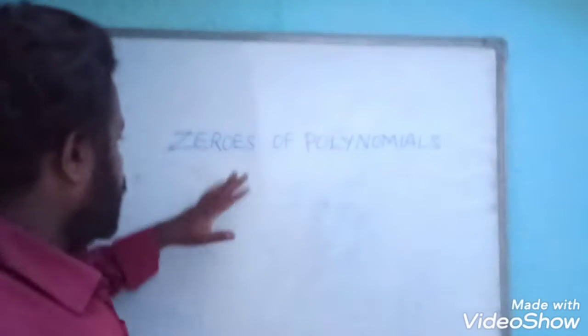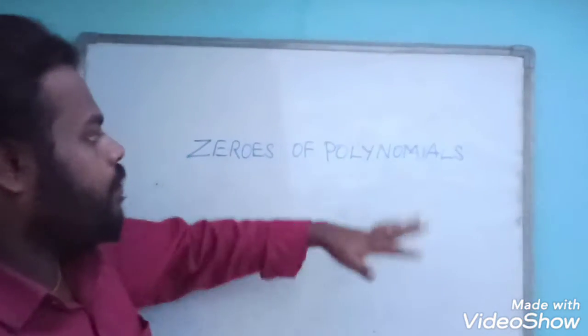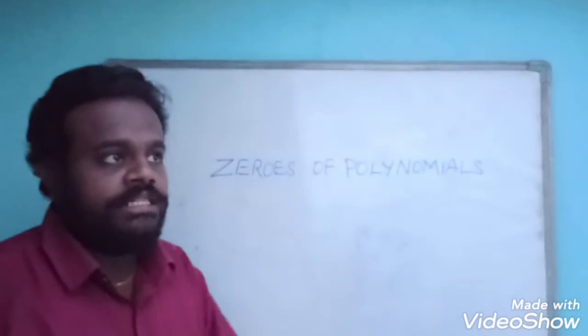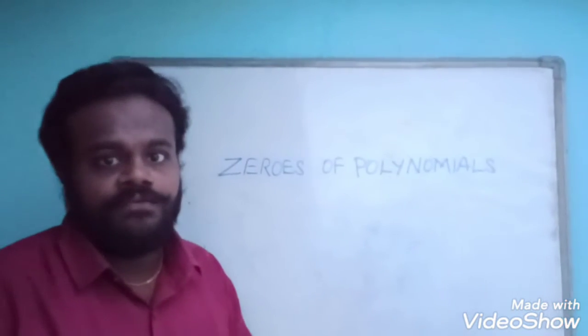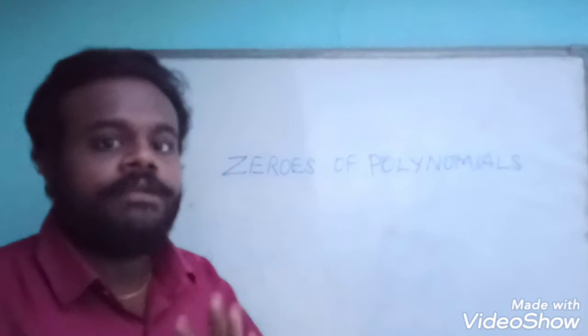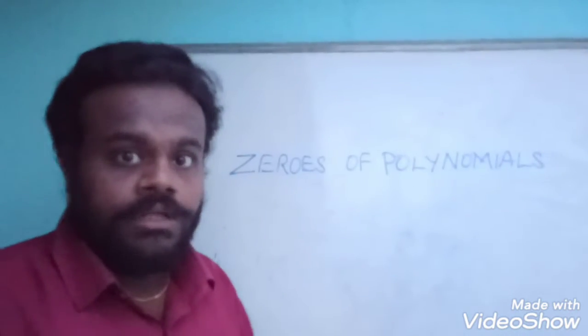Friends, today we have to see zeros of polynomial. What is meant by zeros of polynomial? For any expression p of x with any exponent, the value that makes p of x become 0, we say that value is a zero of the polynomial.